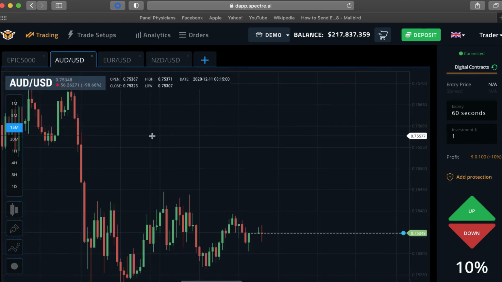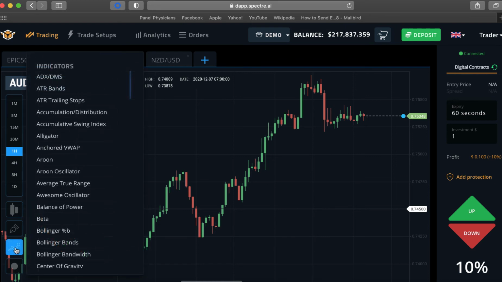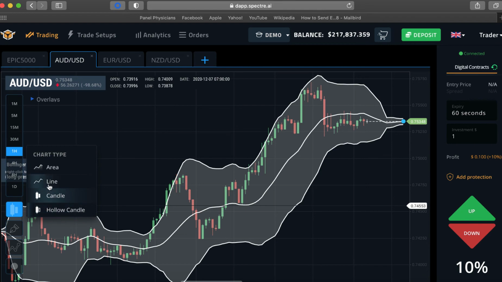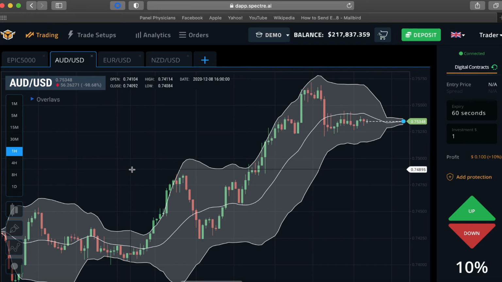You can do your analysis right here, so you can change your candlesticks into whatever time frame you like, 1 hour, 30 minutes, and so on. You can add an indicator here, if you want Bollinger Bands, or whatever you need to analyze the chart, you can do that right there. You can also change your chart type from area to line to candlesticks, however you like, which is very nice. So Spectre allows you to actually do TA right on their platform, which is very good.